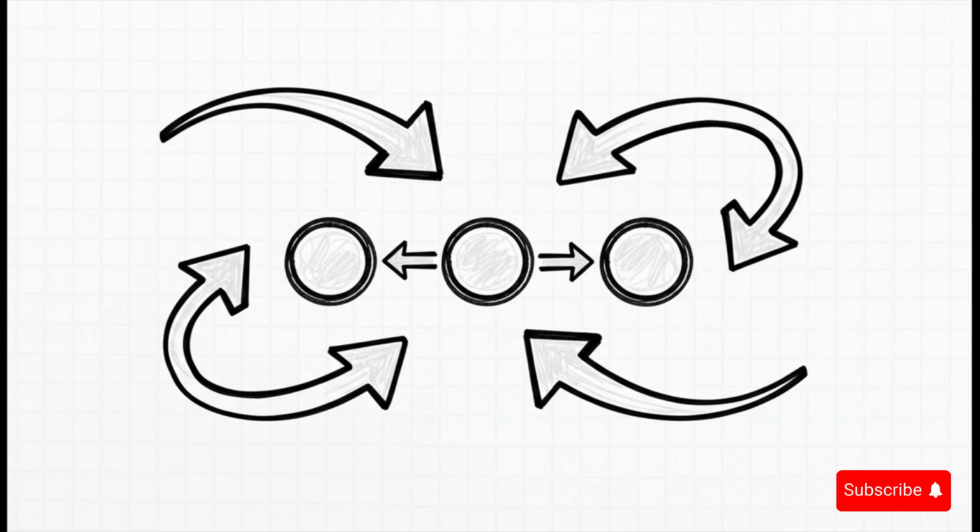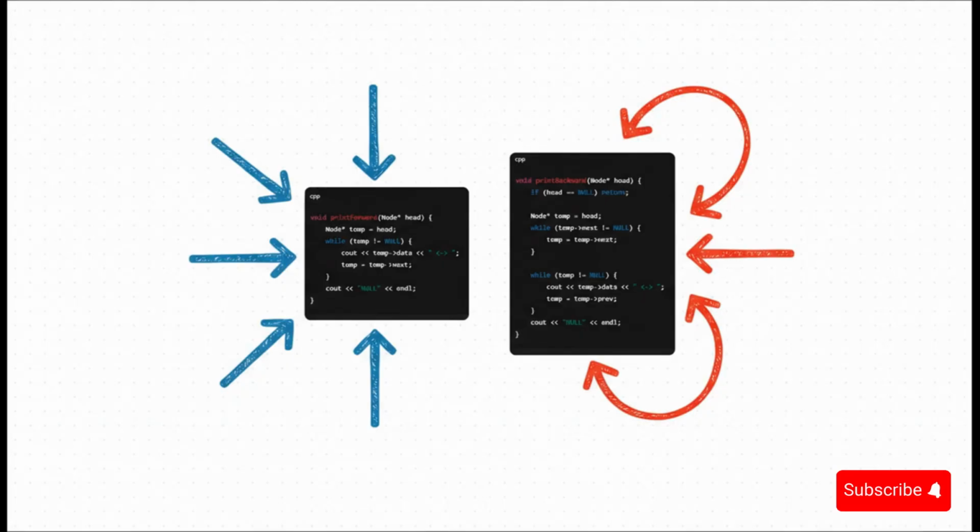This is what gives the doubly linked list its superpower, the freedom to just cruise up and down the chain of data, no problem. And check this out. Here's that power in action. On the left, we've got print forward. Super simple, right? You just start at the head and follow the next pointers to the end. But look at the right, print backward.